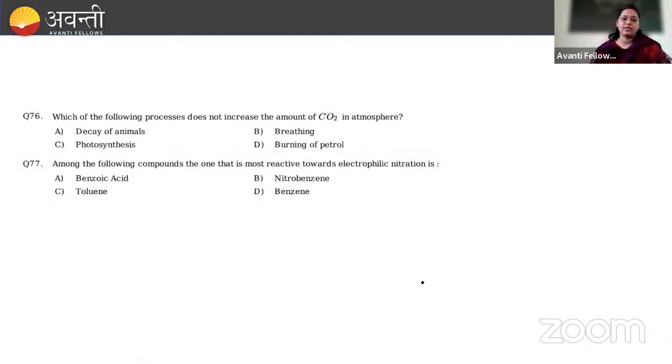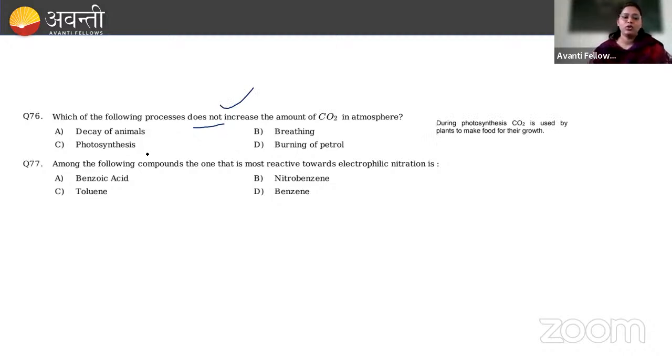Which of the following processes does not increase the amount of CO2 in atmosphere? Decay of animals, photosynthesis, breathing and burning of petrol. Here we need to talk about do not increase. Okay, do not increase the amount of CO2 in atmosphere. So what do you think? Which process does not increase the amount of CO2 in atmosphere?